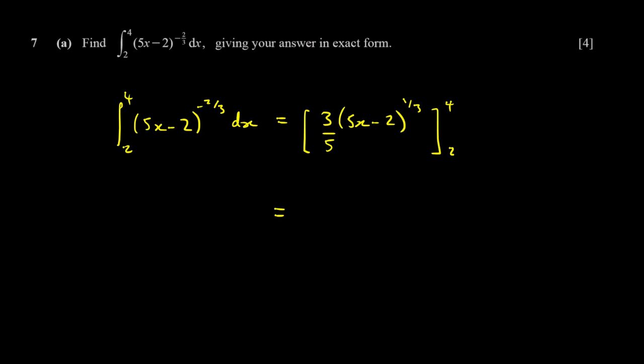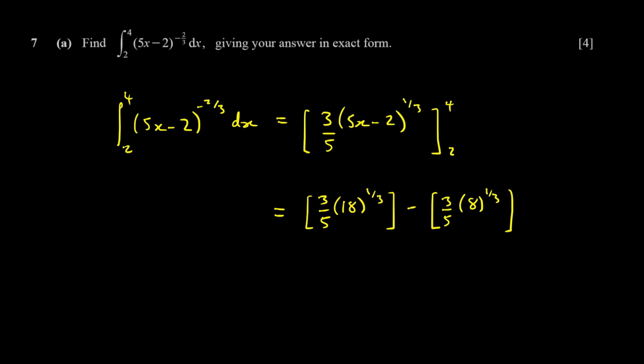So now I'm going to substitute in my upper bound. If I substitute in my upper bound of 4, I get 5 times 4, which is 20, minus 2, which is 18. So I get 18 to the power of 1/3, minus, substituting in my lower bound, so that's going to give me 3/5. Substituting 2, I get 5 times 2, which is 10, minus 2, which is 8. So 8 to the power of 1/3.